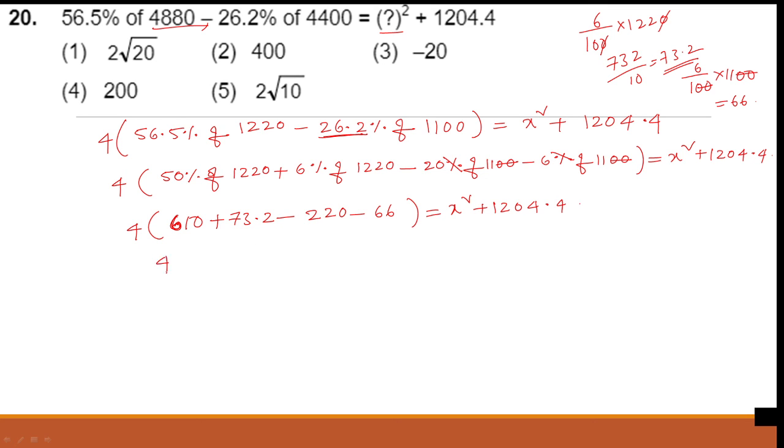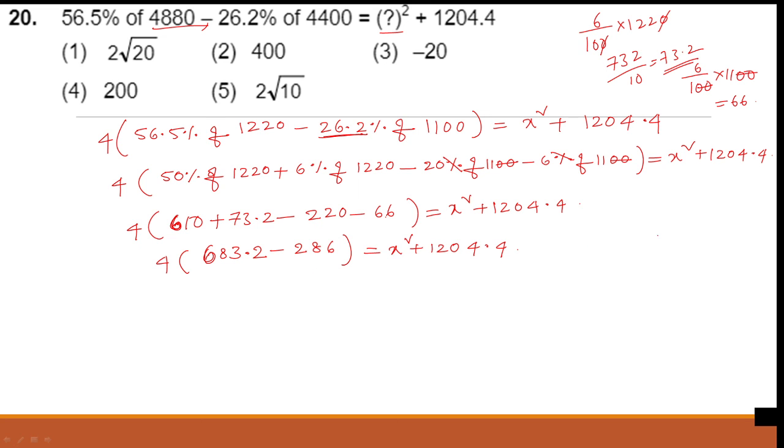So now 4 into, how much? 610. What is the 610? 610 minus 220, or we can say this is 683.2. So from that we need to take how much we are supposed to take? This is 66, right? Yeah, 66 means 286. That is equal to x square plus 1204.4.